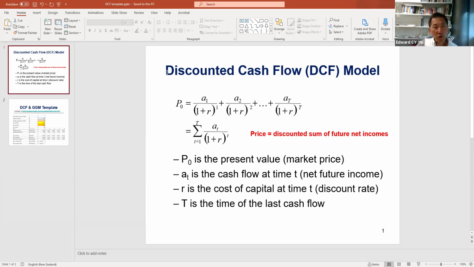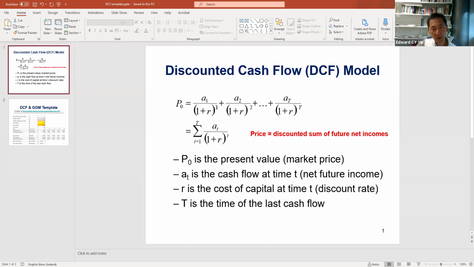Today, I'm going to show you how to prepare a DCF model template by using Excel. The discounted cash flow (DCF) model can be expressed in this summation form. It is assumed that the price of an asset, say housing price, equals the sum of all its future discounted net incomes. So say, for example, in the first year, the net rental income is A1.